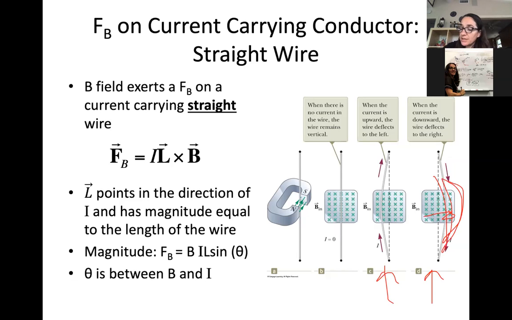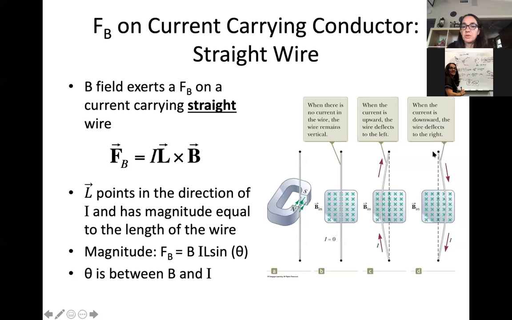But notice how this says for a straight wire, okay? What's gonna happen when we change that straight wire for a curved wire? Well, let's see. Hold on, my computer's being weird. Okay, let's see what happens.